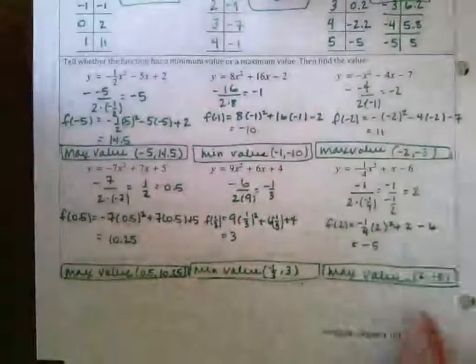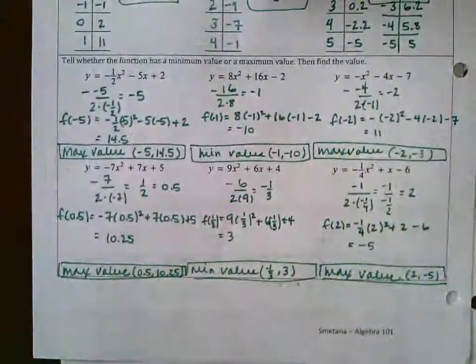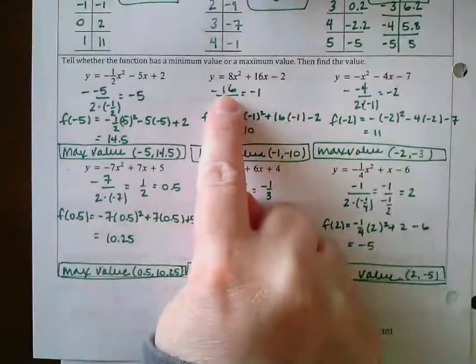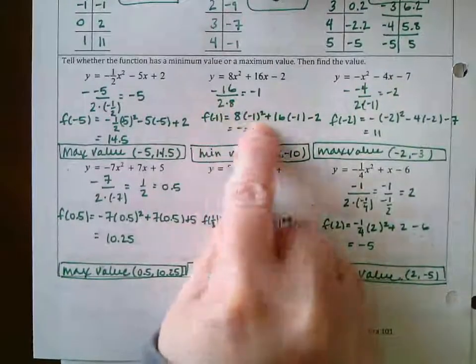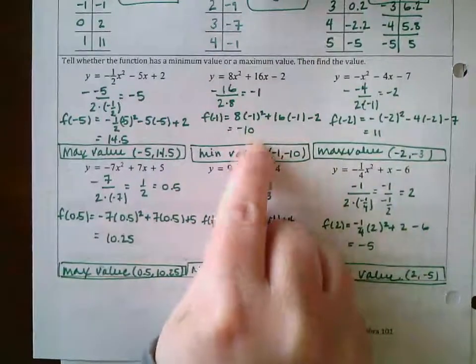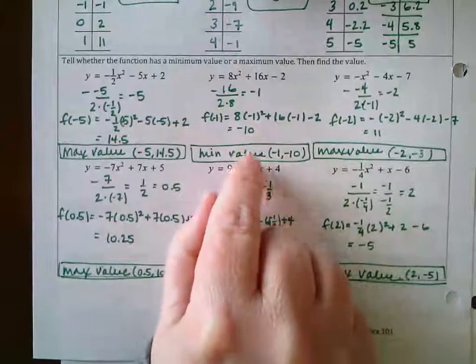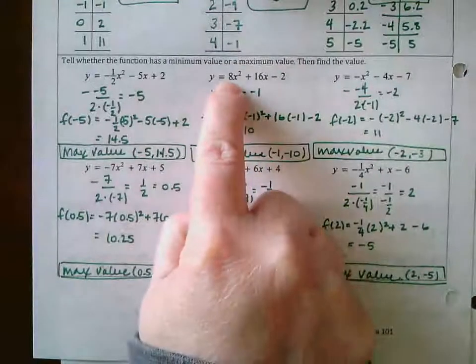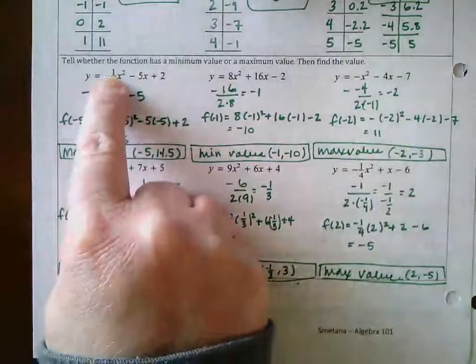So pause the video and take a look at the ones I've already done and write them down if you'd like to. You're just using your -b over 2a, plugging it back in, and then finding your point and determining whether it's a minimum value or a maximum value. Remember, it's minimum if this is positive, and it's maximum if this is negative.